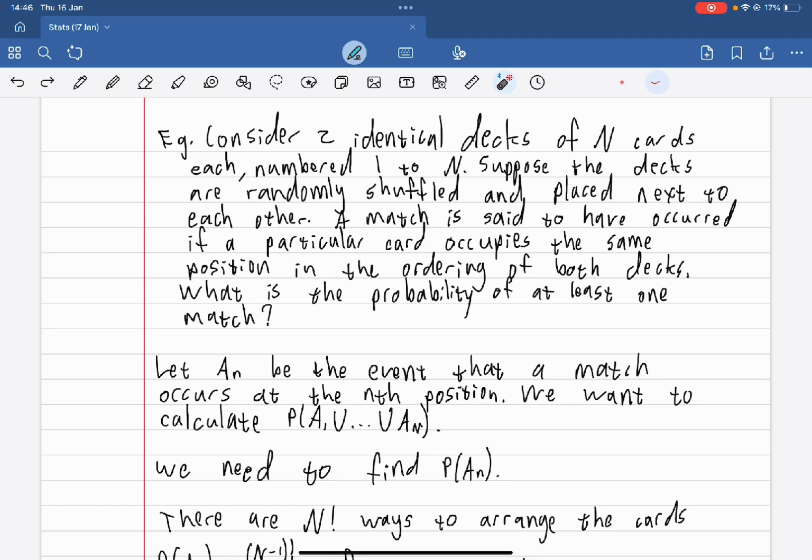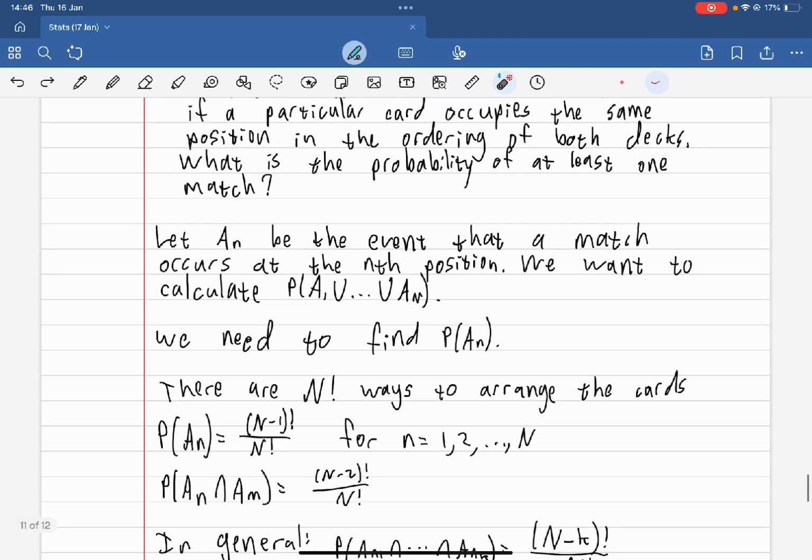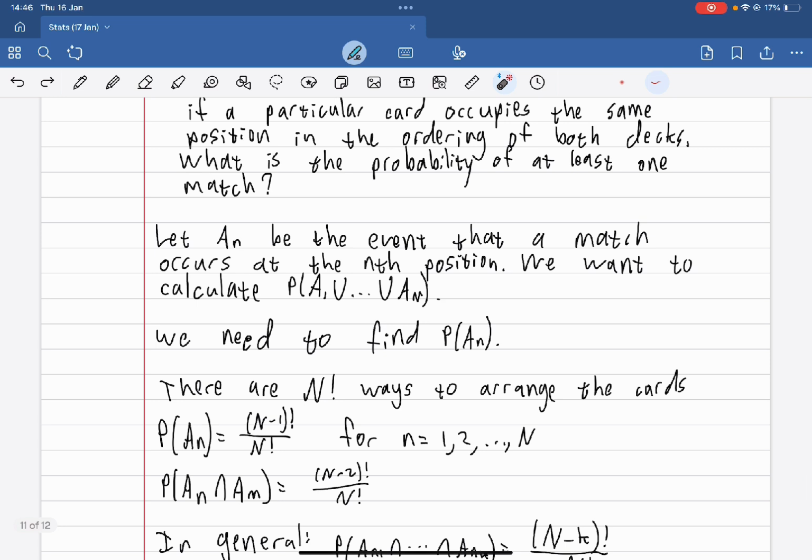So we're going to start by saying let A_n be the event that a match occurs at the nth position. We want to calculate the probability of the union of these events, and we don't care where the match occurs, just that there is one match. So we want the probability that it occurs in the first position, or the second position, or the third position, all the way up until the nth position. We're looking for a probability that occurs in any of the positions.